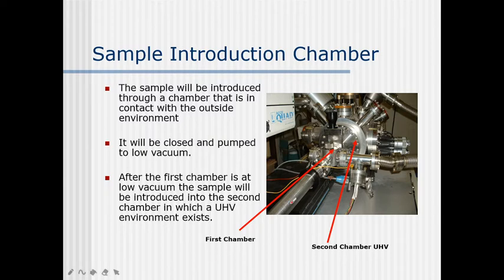In the first chamber, first the sample gets introduced and then a low vacuum is introduced in that chamber. But in the second chamber, there is already an ultra high vacuum, and the sample will start moving in the second chamber. Already we have seen why we require ultra high vacuum, so that there will be very little noise and the sample could be analyzed without any external contamination.